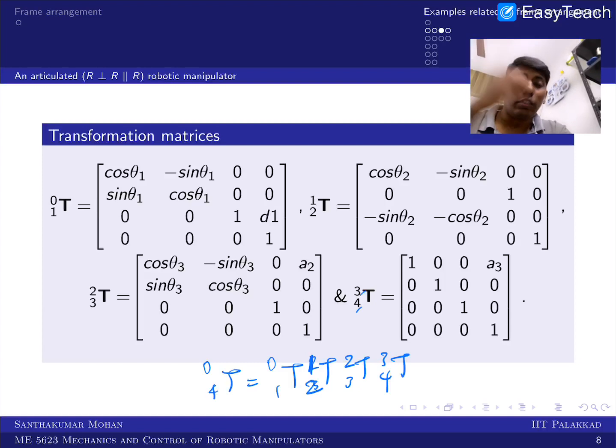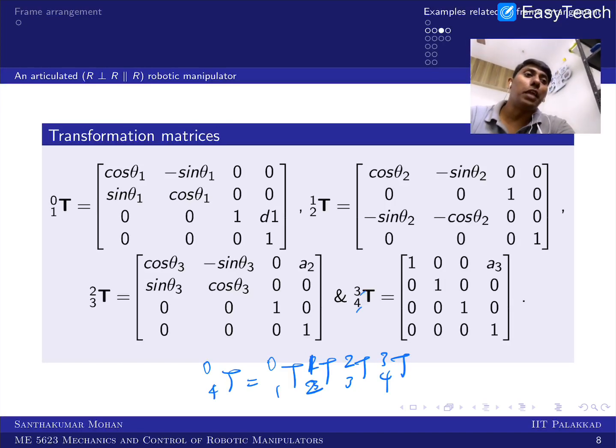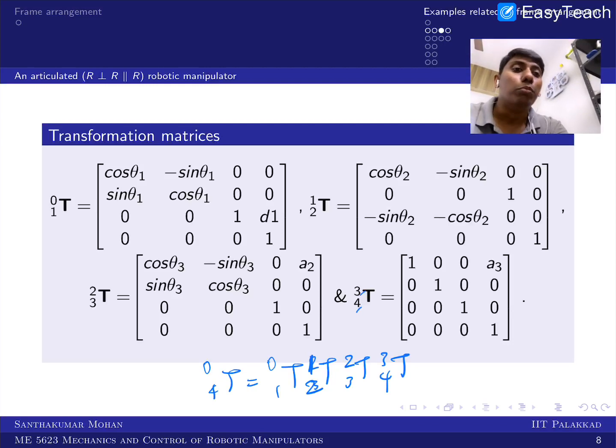So now you can see this is the way we can arrange the frames, and this is the way we can obtain the DH parameters. This is a very straightforward example. We will see a few more examples, and then we can see how we can do it.